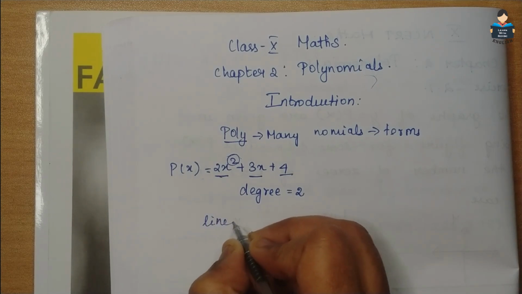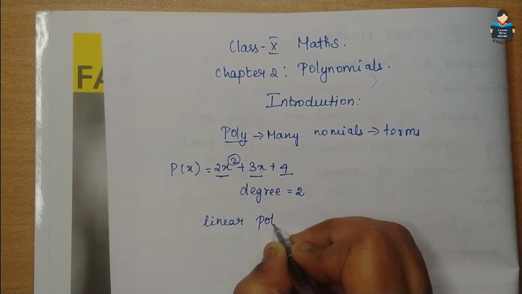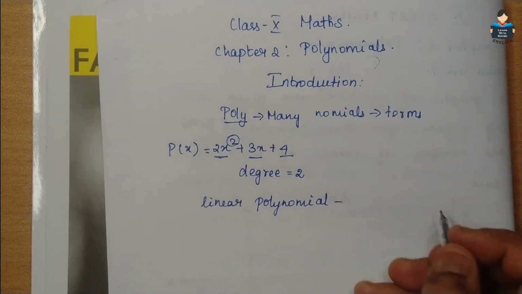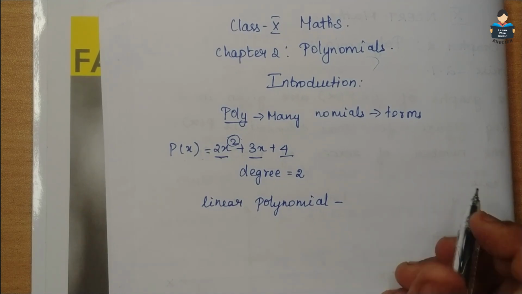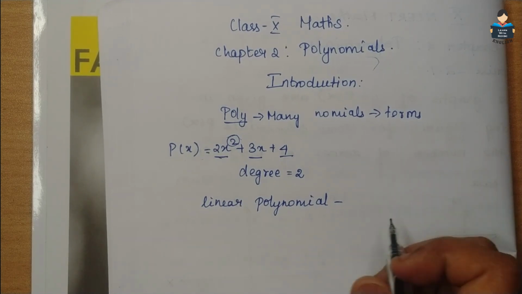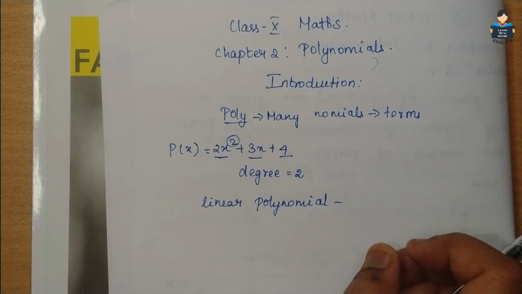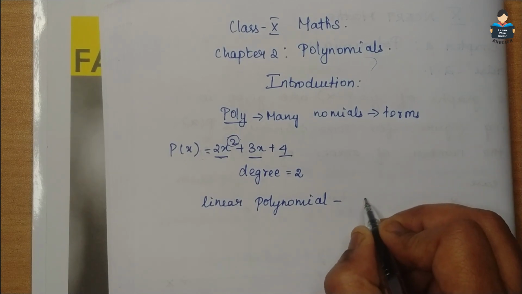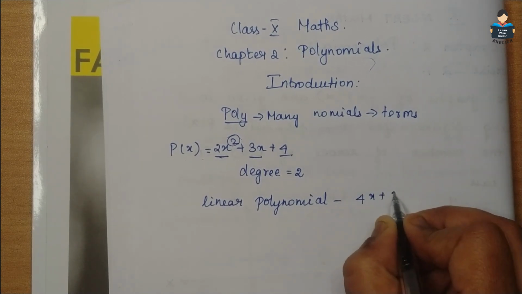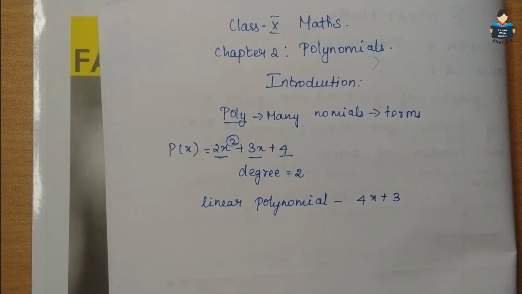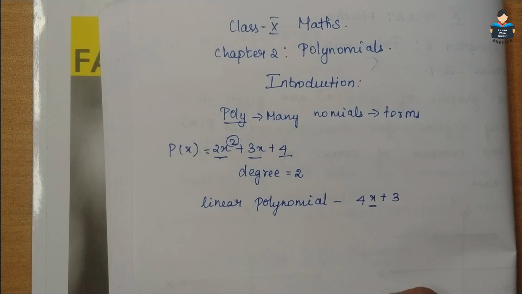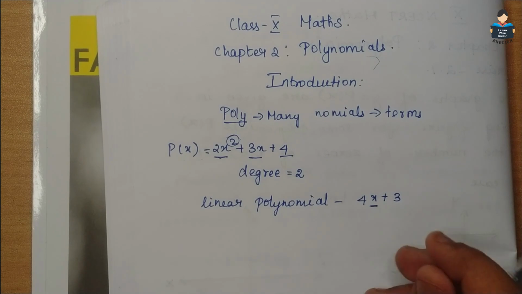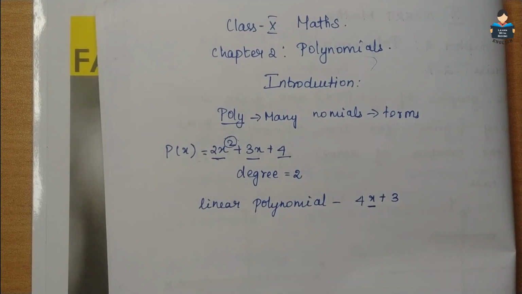First one, we will see what is a linear polynomial. A linear polynomial is that the degree of x will be 1. Highest degree of x will be 1. Say for example 4x plus 3. This is a linear polynomial since the degree of x is 1. That is, highest degree of x should be 1, then that polynomial is called a linear polynomial.